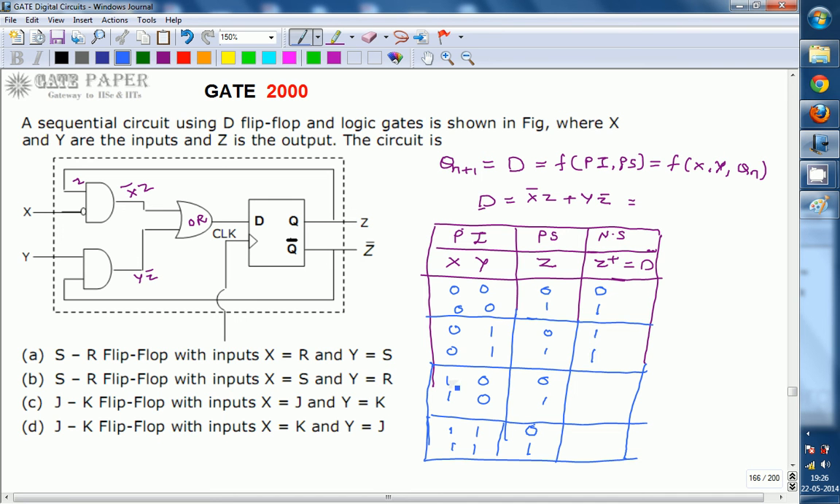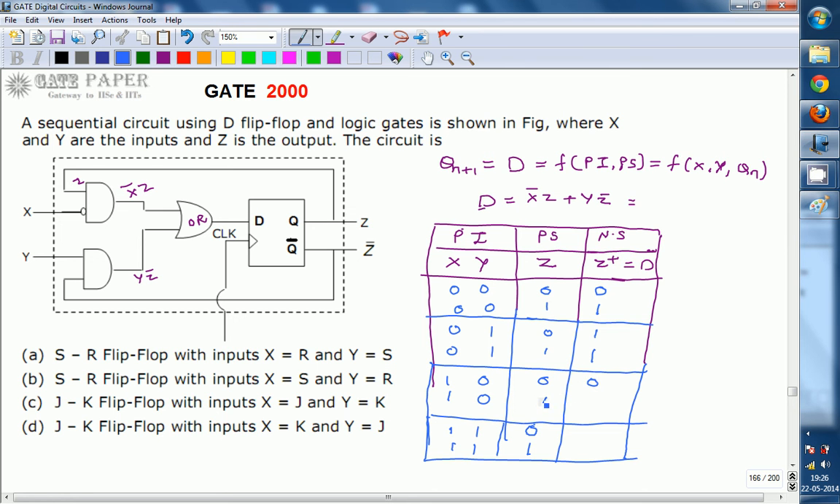Next Z is equal to 0 and inputs XY as 1 0. Z equal to 0 means Z bar is 1, so you must look at the product Y Z bar, where the value of Y is 0, so the output will be 0.